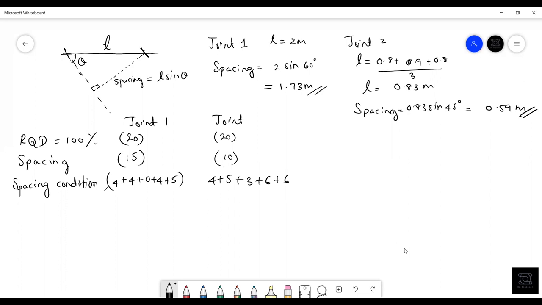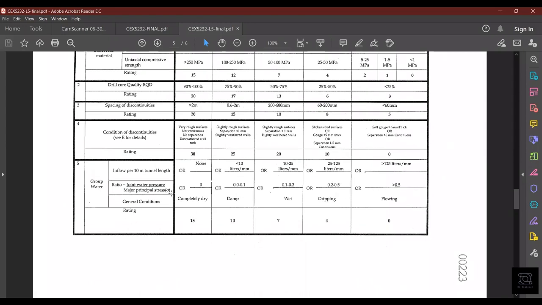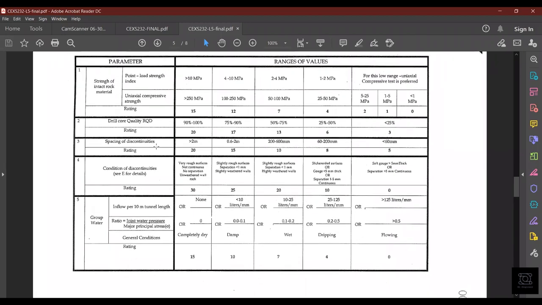So the next is the groundwater condition. The groundwater condition is given to us as wet. So when groundwater is wet, let's see what the value is. Here, in the first chart, you can see in the fifth row, the groundwater conditions are given. If it is wet, the RMR rating is 7.